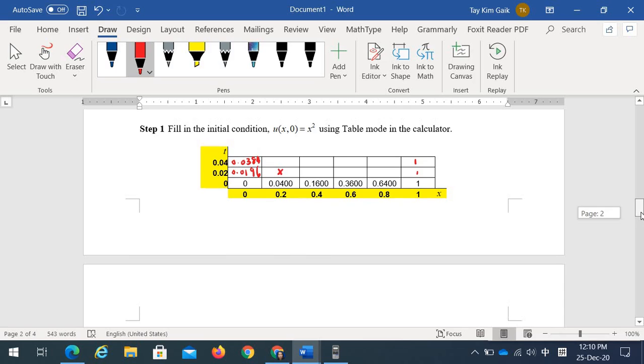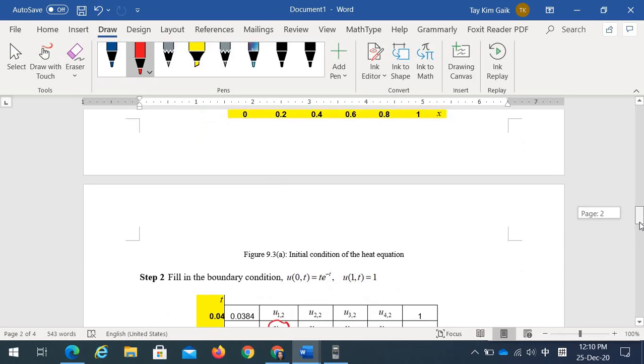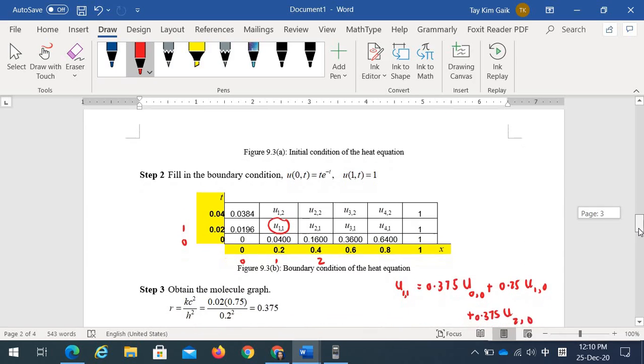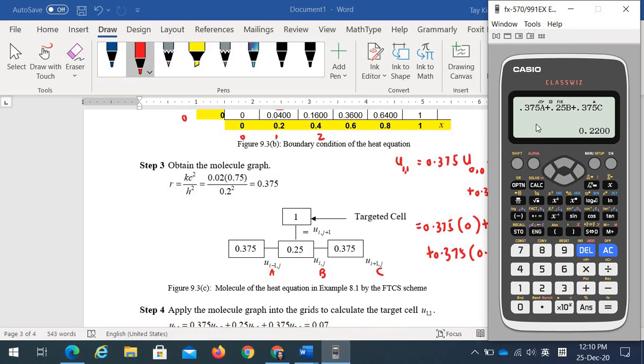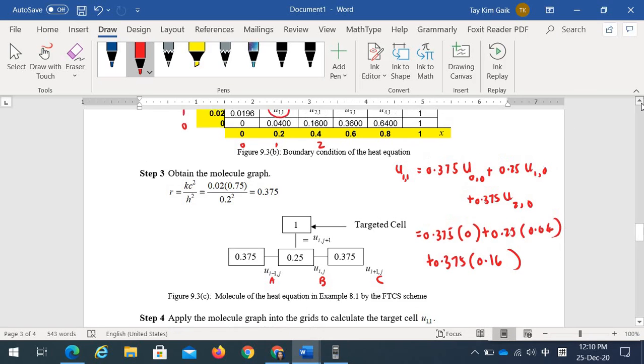In your calculator, but before you key in the A, B, C, you must calculate the r first. So r is k c squared over h squared. So in this case, you plug into the calculator, the formula is 0.375A plus 0.25B plus 0.375C. And then you just calculate.